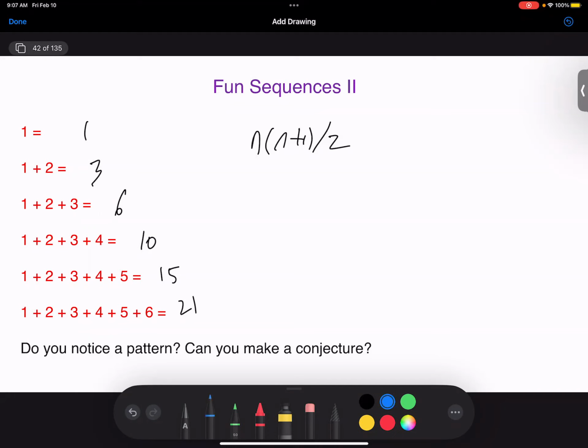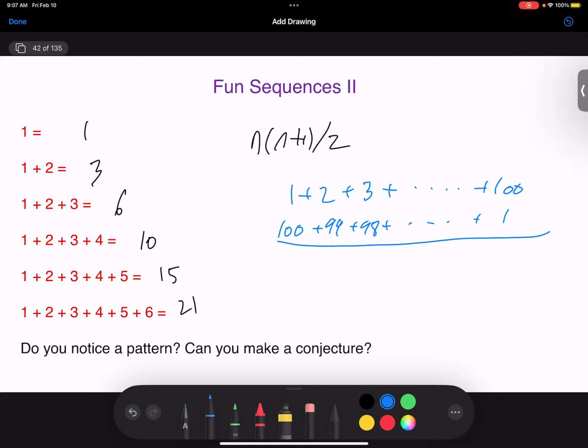Well, what Gauss noticed is if you take all the numbers from 1 to 100 and then add them in reverse order, what do you get? What's 1 plus 100 if I keep going down? 101, 101, 101. So how many times do I have 101? 100 times, but I've counted everything twice. And there's the formula. If you want to prove it for n rather than proving for 100, just do a search and replace.